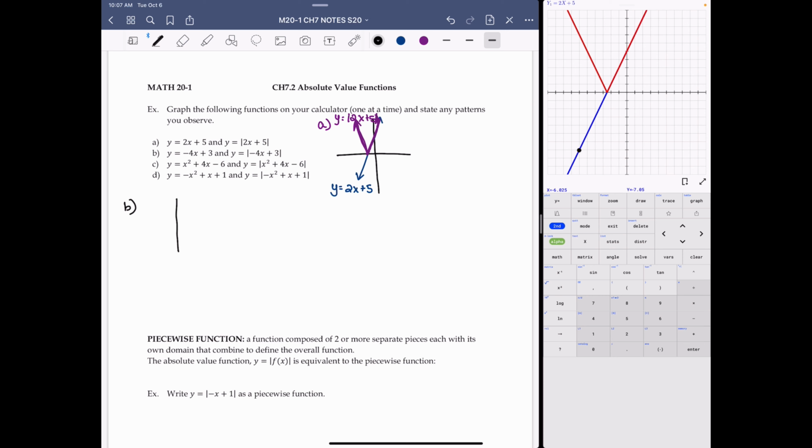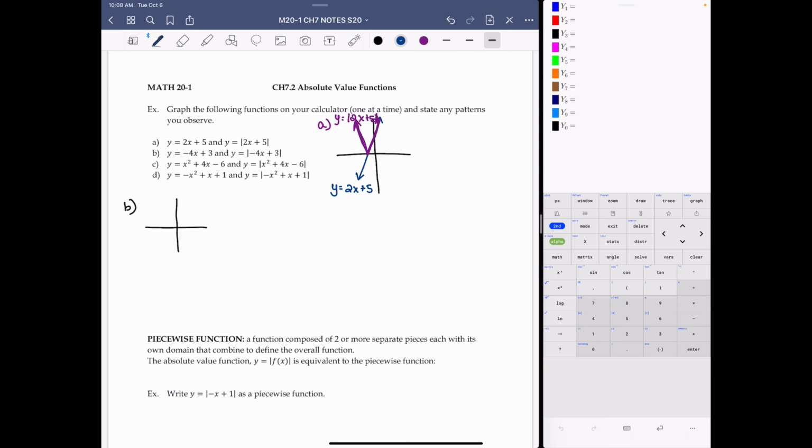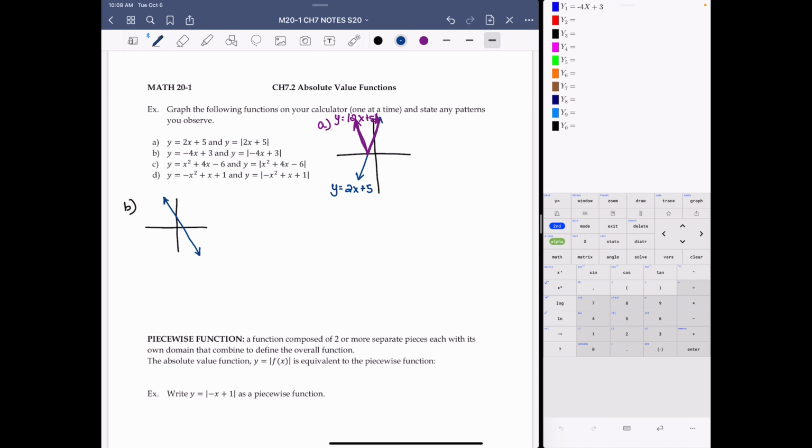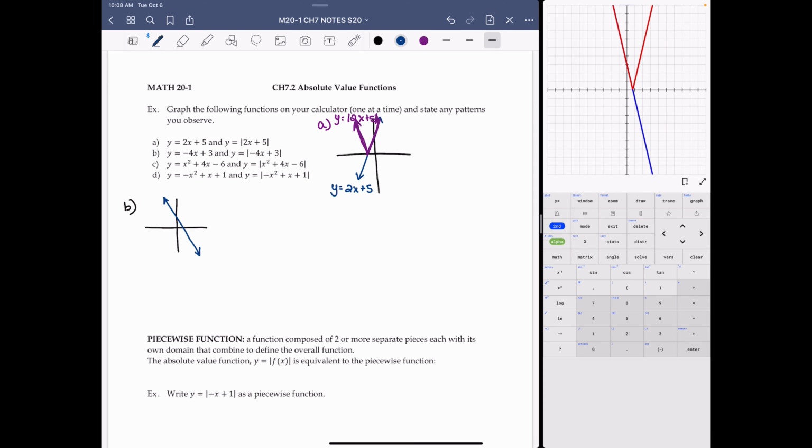Part B, y equals negative 4x plus 3. Graph that, and we get something that looks like this. Go back to our y equals, down, absolute value, math, over to num, number 1, absolute value of negative 4x plus 3, graph, and again we can see that it's on top.